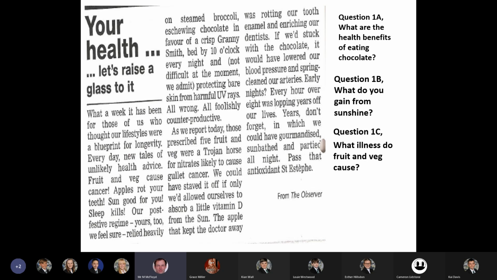You would find the word cancer in the middle. Harley has now added to her response. Her original answer was cancer. She's now added the word gullet to that response, as has Esther, both of which now have correctly named the illness that fruit and veg are deemed to cause according to this article that you see in front of you.